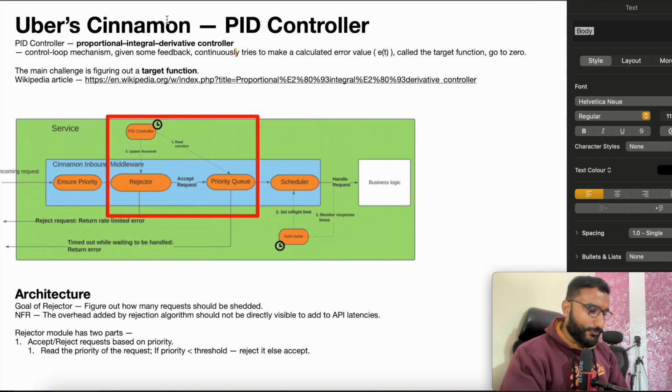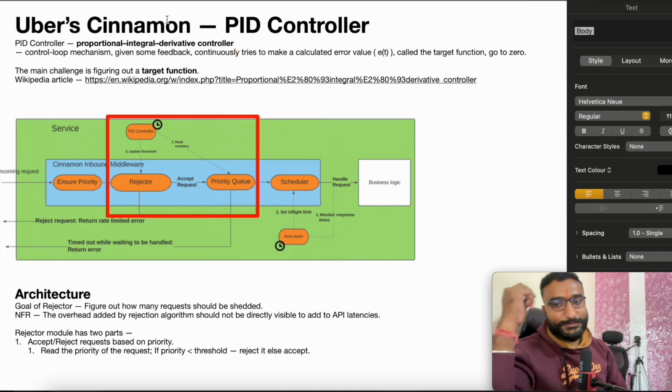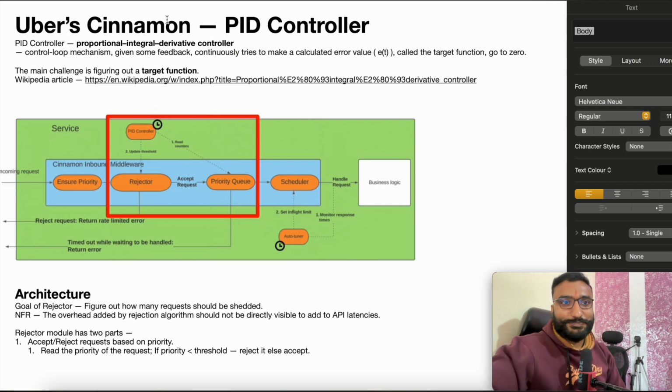Now to start with, what is PID? It's not a process ID. PID is not a process ID here. PID is a proportional integral derivative controller. Strong term, but we will try to understand each and every term of this definition: proportional integral derivative controller.